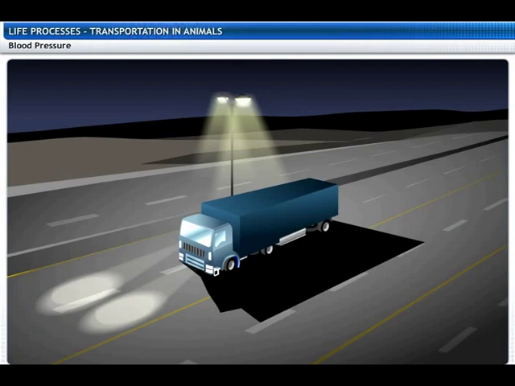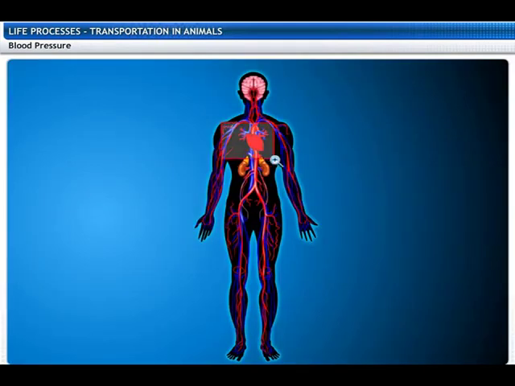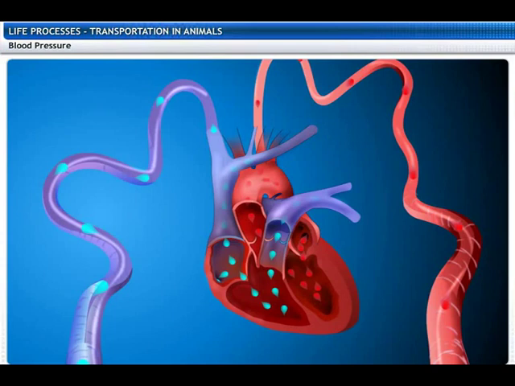The body of a truck is equipped so that it can handle the stress exerted by heavy loads. Similarly, blood vessels are equipped to handle the pressure exerted by blood against their walls. This force applied by blood is called blood pressure. This pressure is much greater in arteries than in veins.